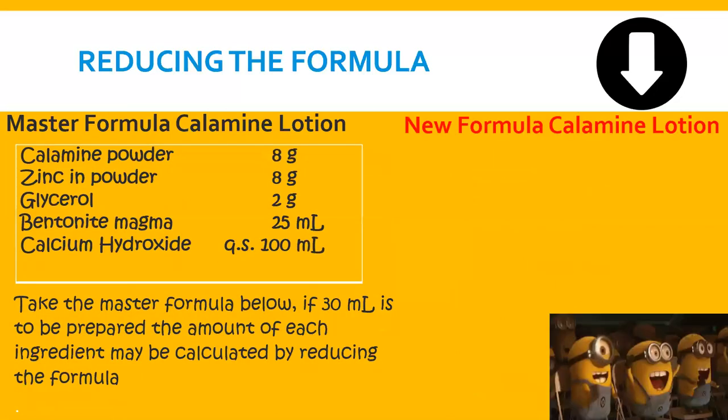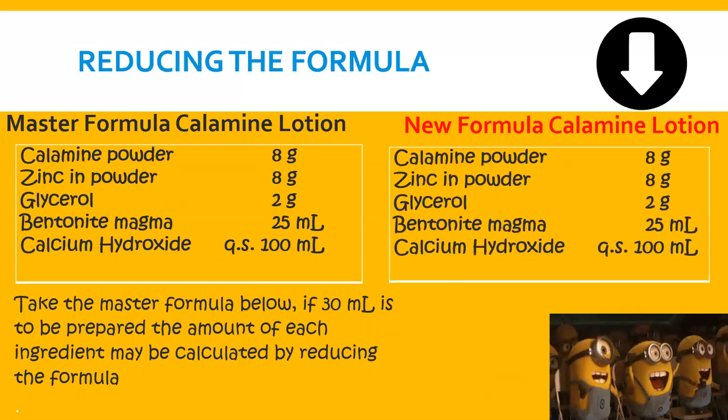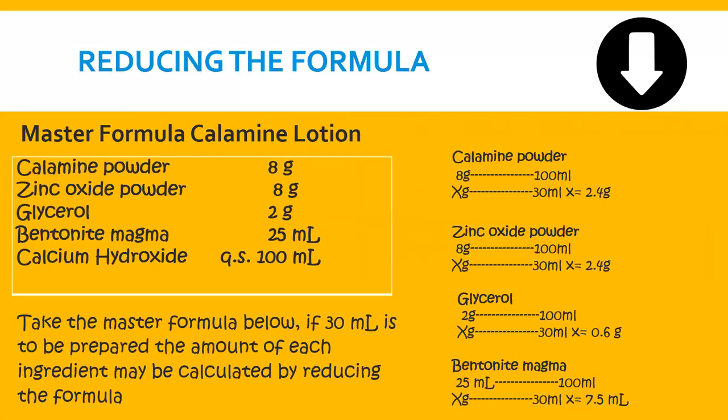Carrying on with the tradition of writing your new formula, the new formula will look like this. Oh, I'm very sorry, let me go back. The new formula is going to be 2.4 grams of calamine powder, 2.4 grams of zinc oxide, glycerol 0.6 grams, and bentonite 7.5 mils, and we add up to 100 mils.